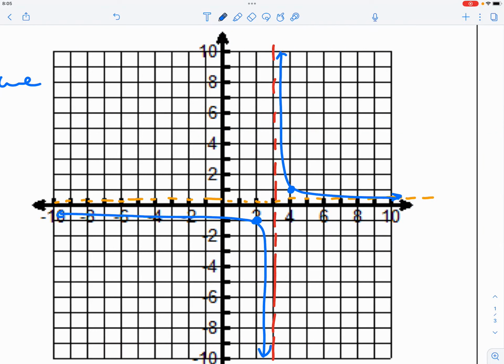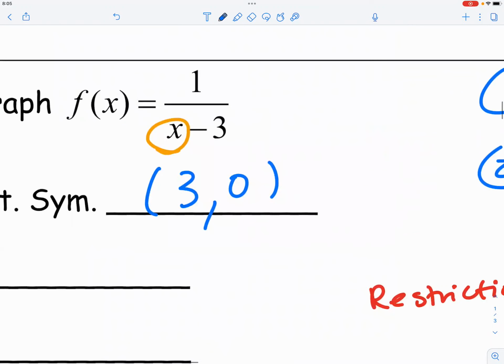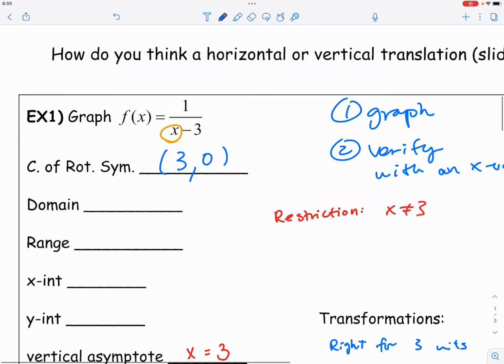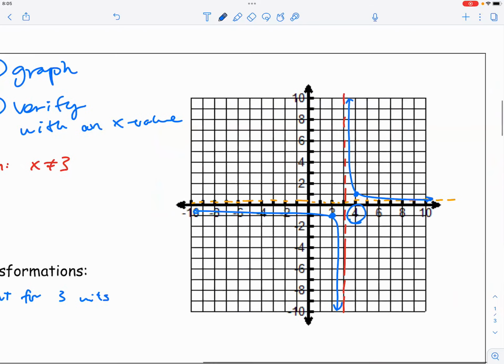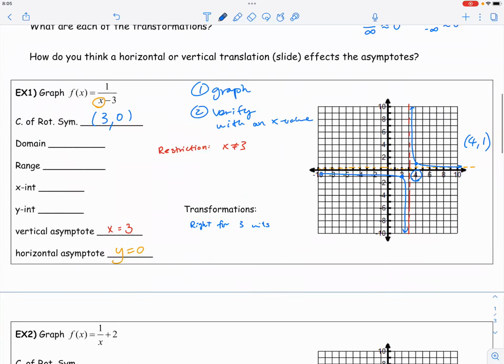So I'm going to verify it with an x value of 4. I'm thinking about if x equals 4, what would be my y value? 1, right? So I have a number. If x is equal to 4, from my calculation, I have a y value of 1. So now I can confirm that my graph is absolutely spot on. Okay.